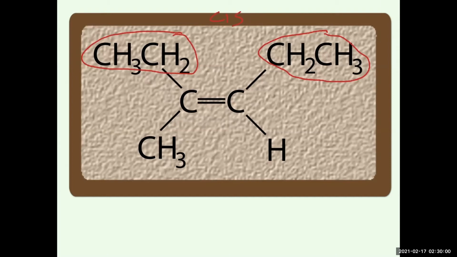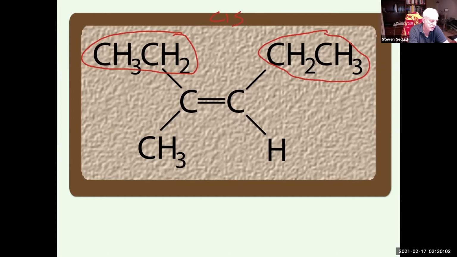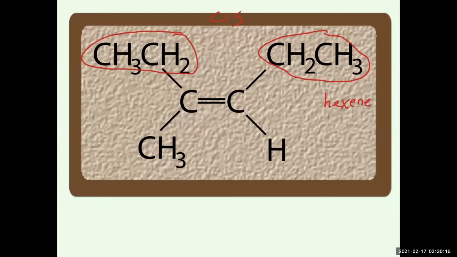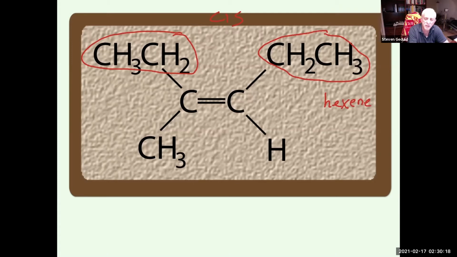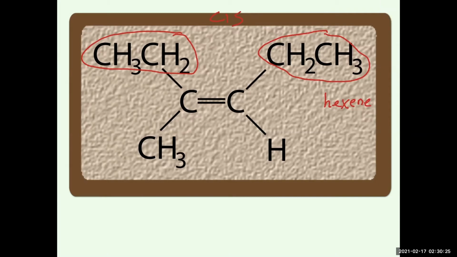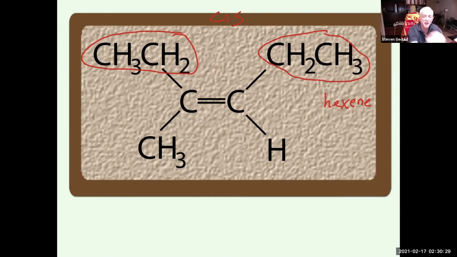Our longest carbon chain is 1, 2, 3, 4, 5, 6 carbons. So what does that make it? Hexane. Hexene, with the double bond. So hexene. And are we going to count left to right or right to left? Left to right. Perfect. The double bond doesn't matter. The double bond's at number 3, no matter which way you count.